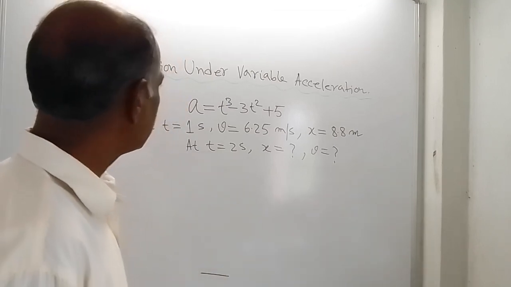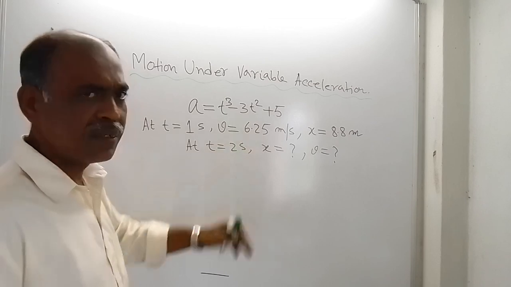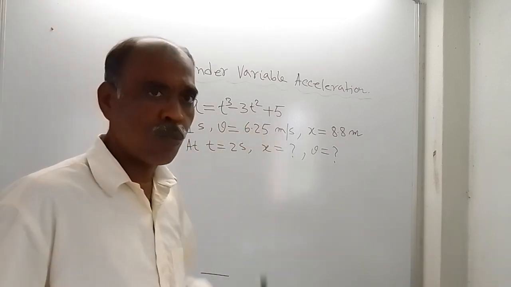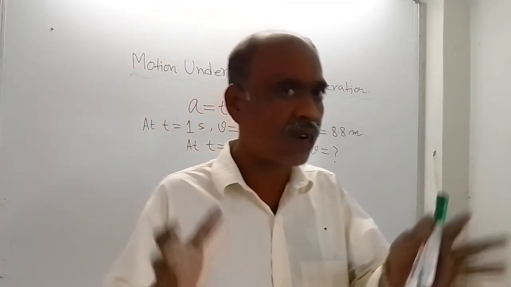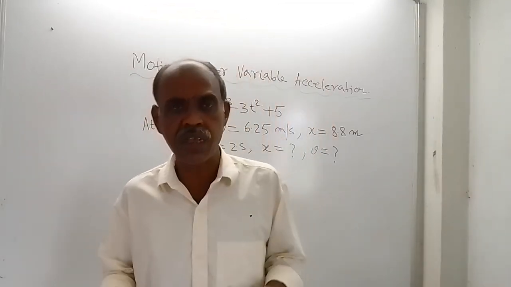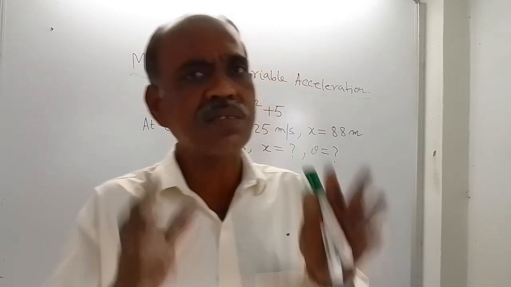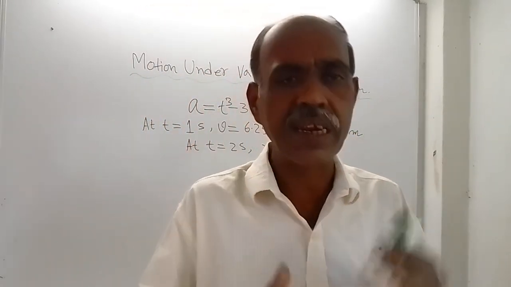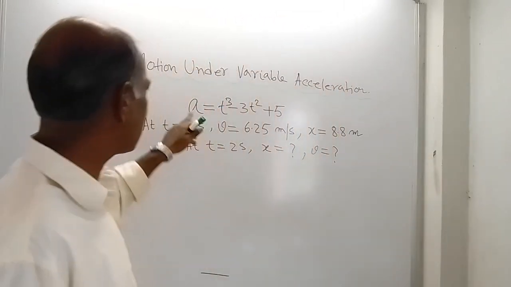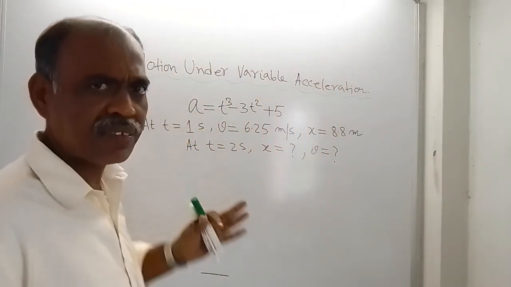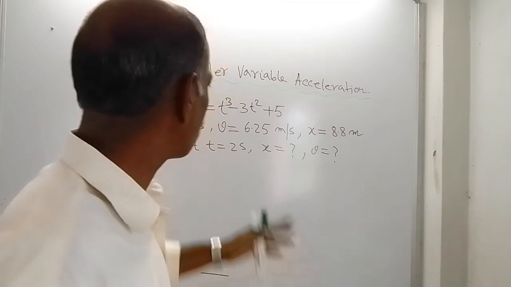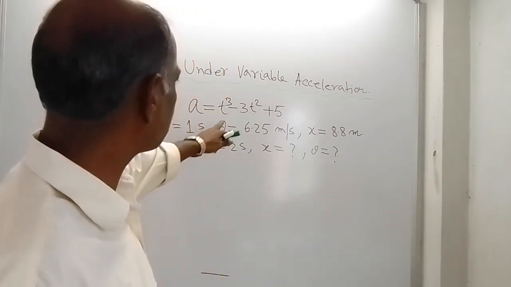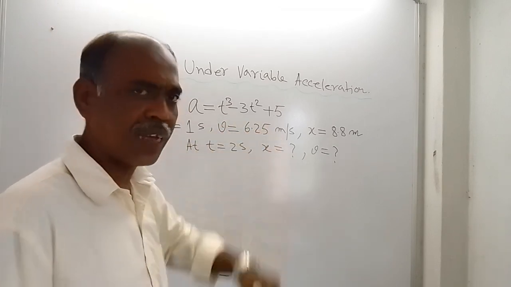Here you can see the title is given: motion under variable acceleration. Motion of an object or a particle under variable acceleration. That means acceleration is not constant here. It is variable, varying with time. Here A denotes acceleration, given in terms of time t, where t is in seconds. So A is equal to t cube minus 3t square plus 5.